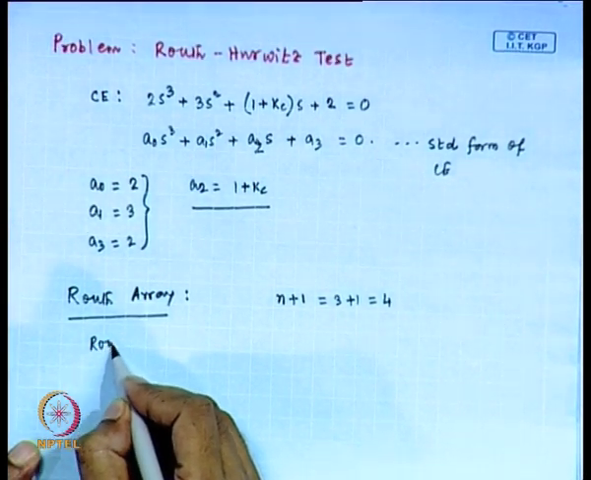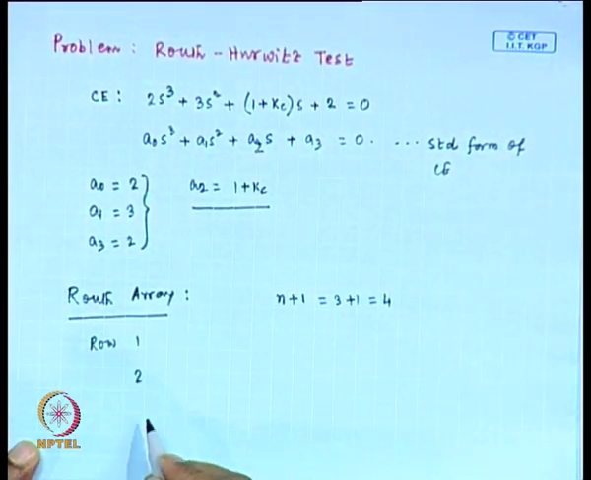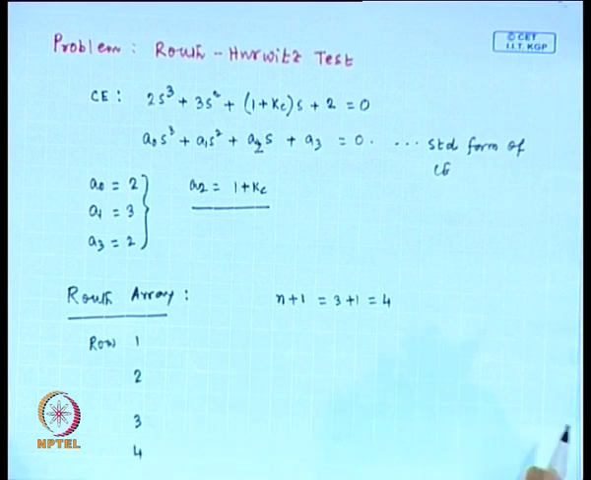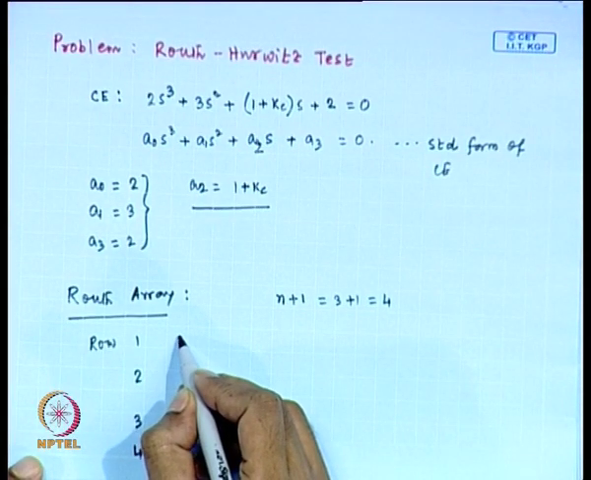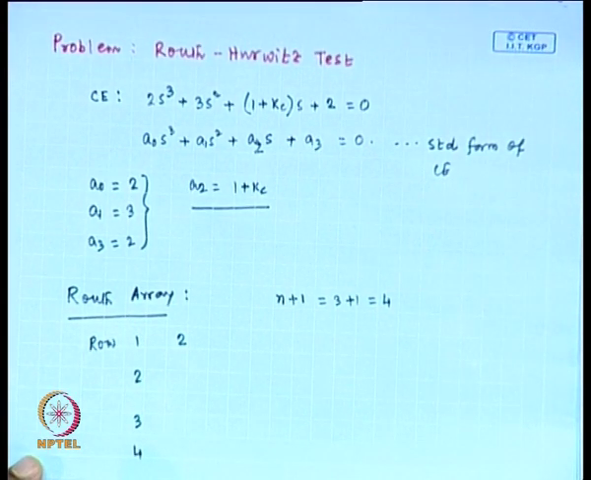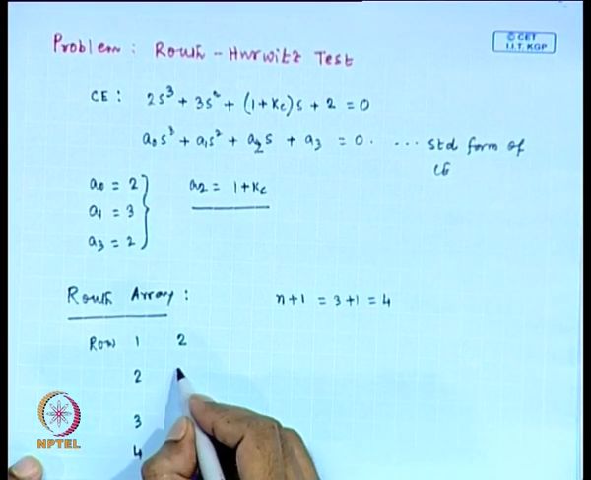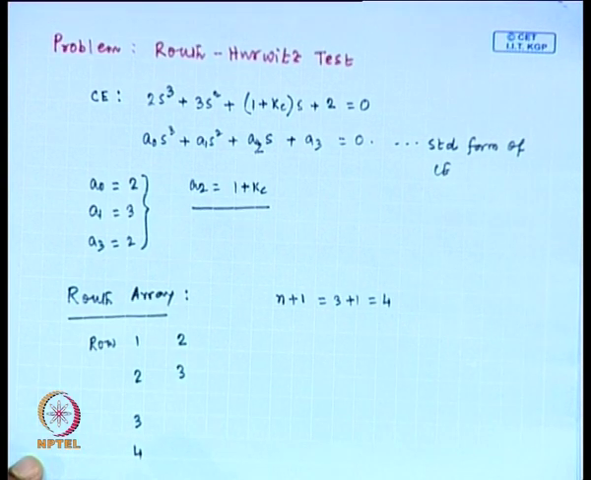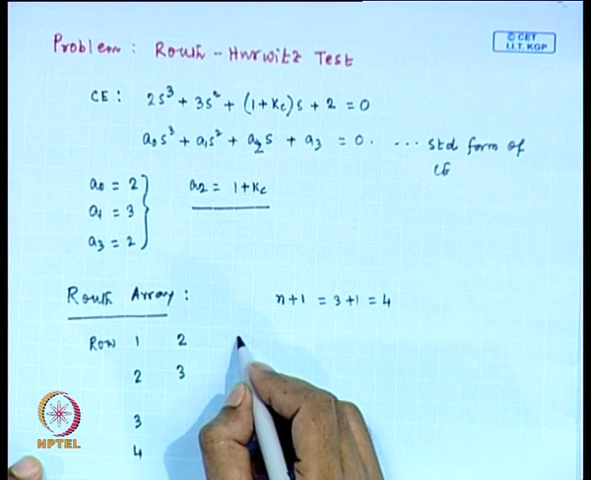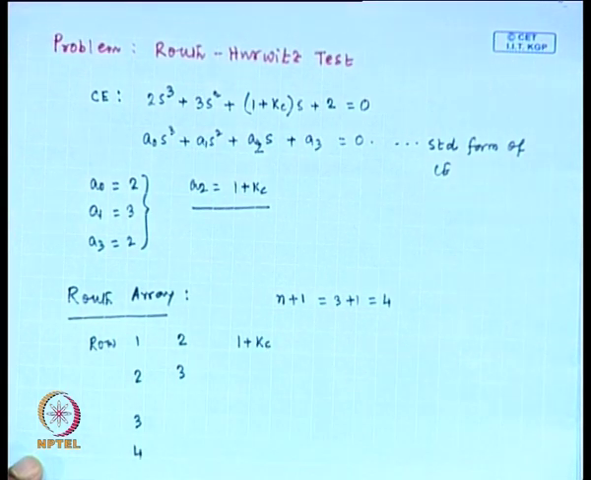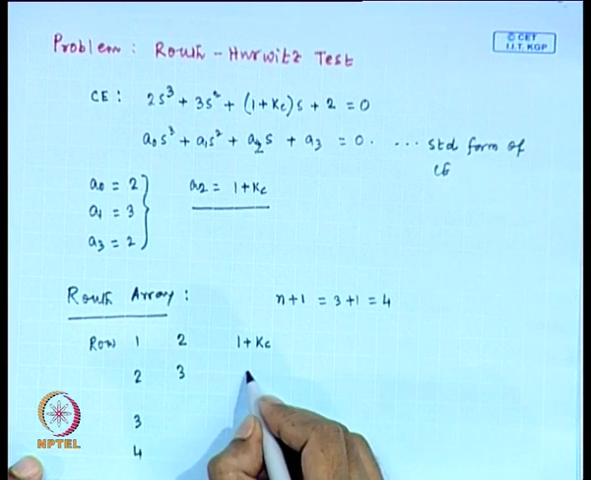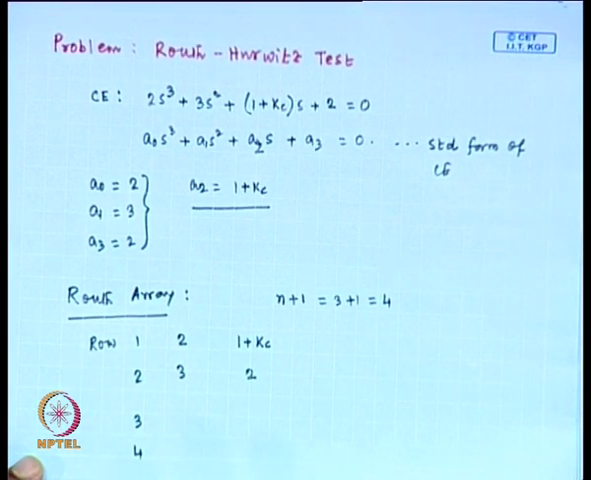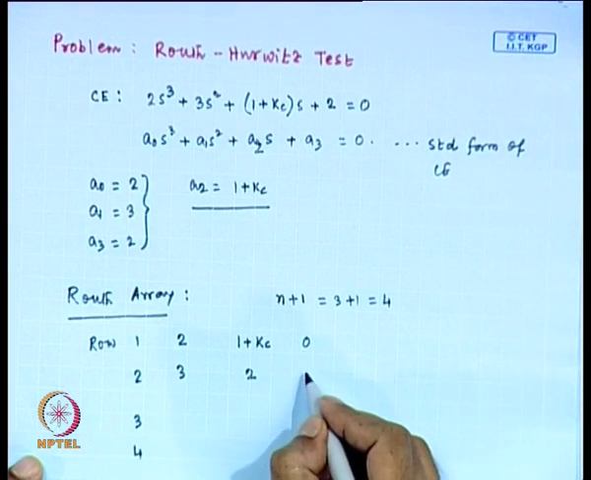So, this is row 1, row 2, row 3, row 4. Now, we will write all the coefficients of the characteristic equation in the first and second rows only. So, first one is 2 which is a naught, second one is a 1 which is 3, then next one is 1 plus Kc, next one is 2, and there is no more coefficient. So, we can put 0, 0.